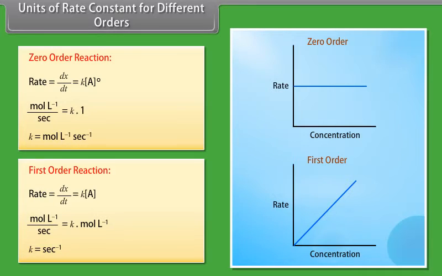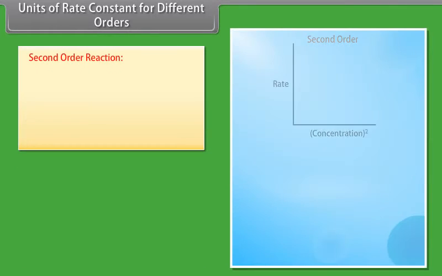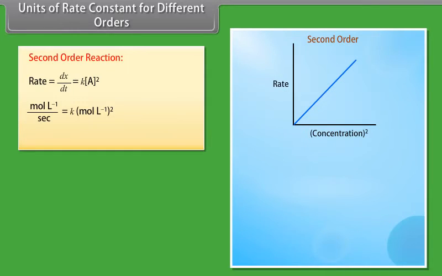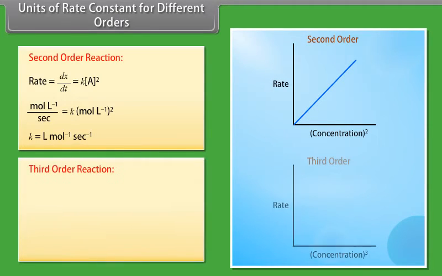If the sum of the powers is equal to 1, the reaction is called a first order reaction. If the sum of the powers is 2 or 3, the reaction is a second order or third order reaction respectively. The order of a reaction can also be 0 or fractional. Units of rate constant for different orders.